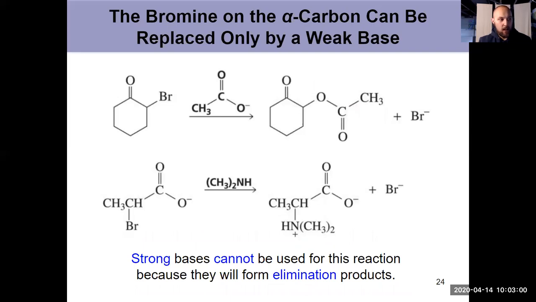Now, once I've done that, an alpha substitution in the previous condition or using the HVZ reaction, these have synthetic utility if I want to replace something in the alpha position with a weak base. I can do that. I can't use a strong base because remember from chapter 9 and 10, strong bases favor elimination, which would put a pi bond in this situation, right? Because it's conjugated with the other, it forms a conjugated system there. So if I've got a halogen in the alpha position, I can only replace it with a weak base.